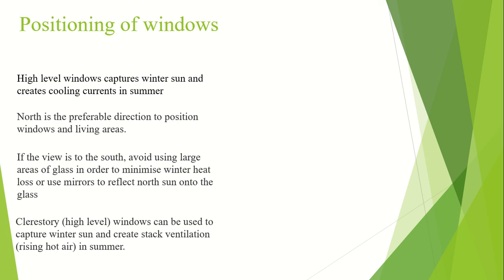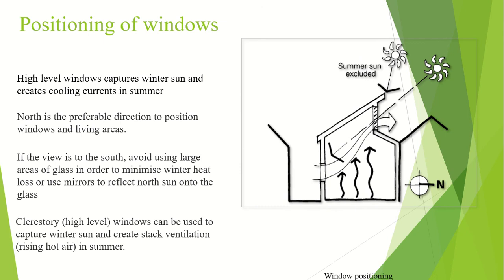Clerestory means high level windows can be used to capture winter sun and create stack ventilation. It means rising hot air during summer. In this image we can get the idea about positioning of windows. Summer sun excluded. Here the summer sun and the winter sun both are shown, and the positioning of windows is also shown.